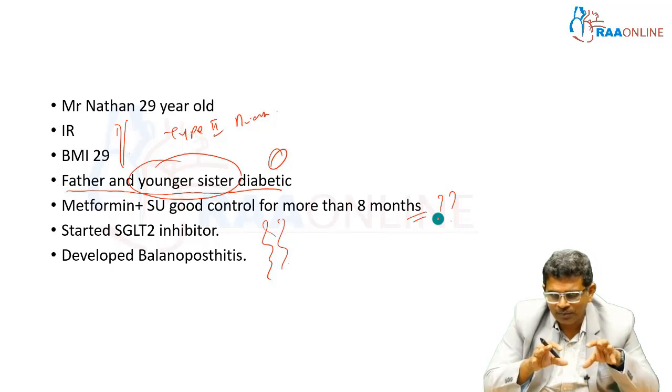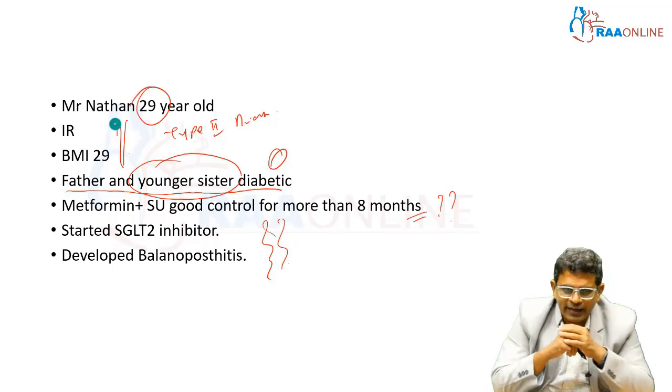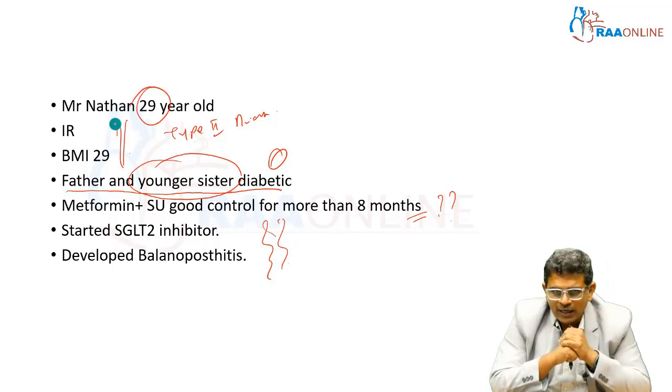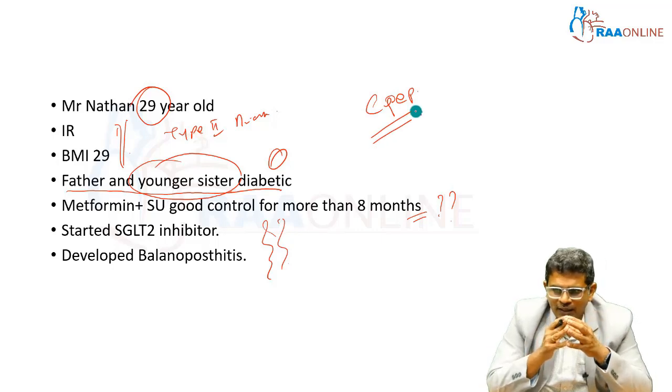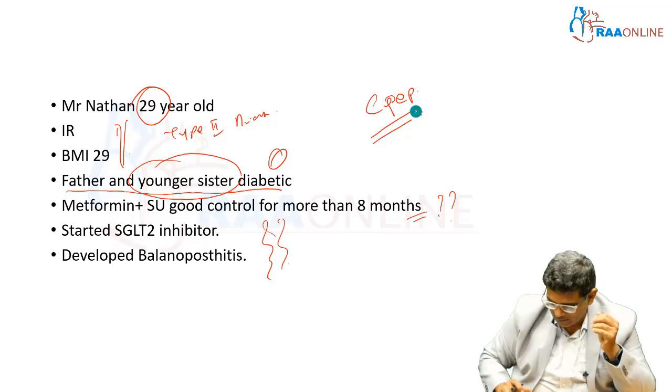And we looked at the GAD antibody just because he is very young. And we also wanted to do a C-peptide level, since he was requiring so much insulin. So that if the beta cells are working fine, then we can continue him on metformin and sulfonylurea. If his beta cells are not working fine, then we can put him only on insulin. Probably that is the idea of asking for a GAD antibody and C-peptide in this patient.